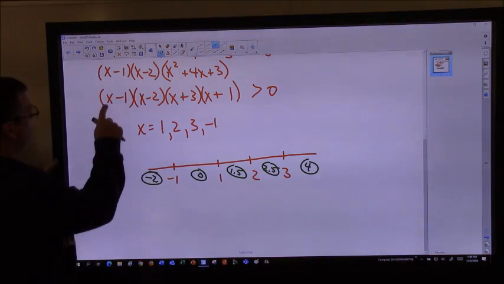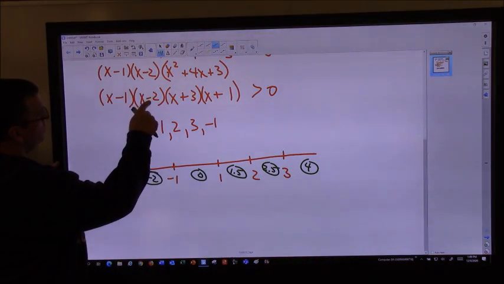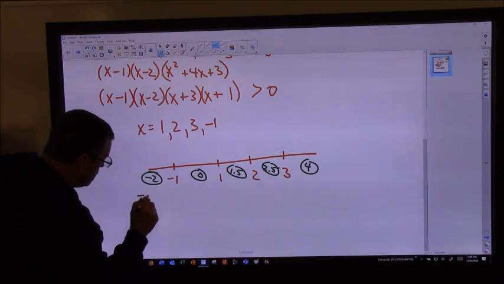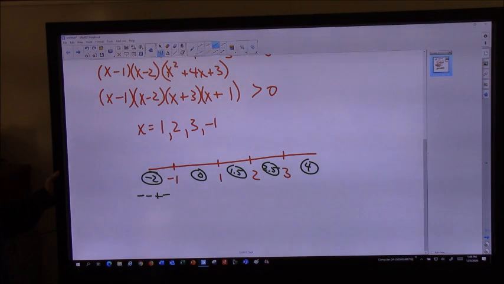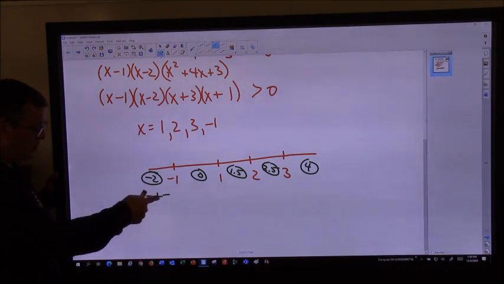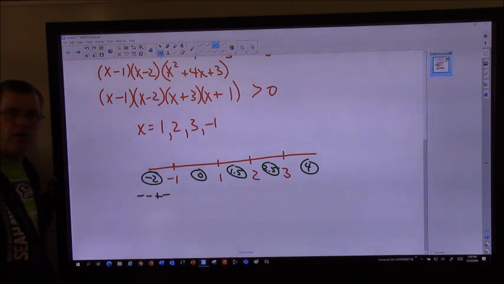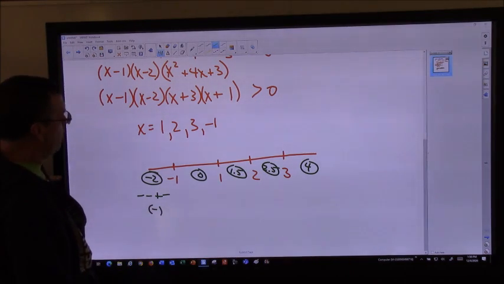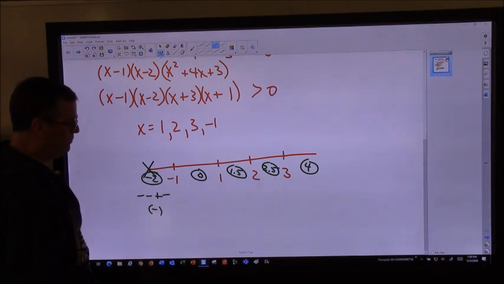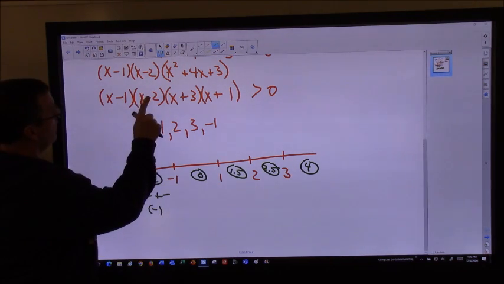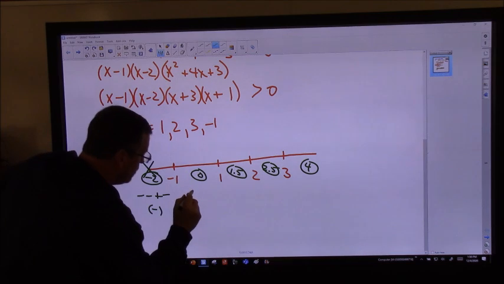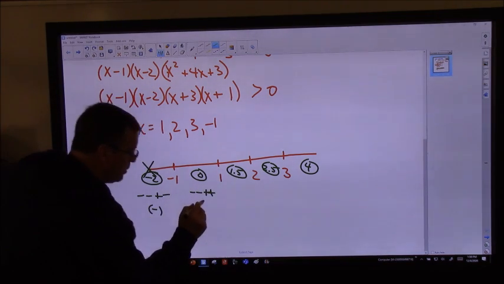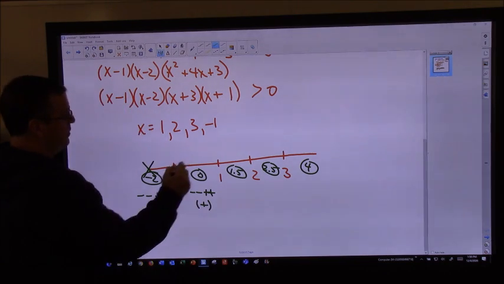All right, so if I take a -2 and I plug it in, I'm going to get a negative number here, negative here, positive, negative. Overall, if I multiply that, there's an odd number of negative signs. That means overall my answer is going to be negative. Is that what I want? No. Plug in a 0. You get a negative times a negative times a positive times a positive. Even number of negative signs. That means overall that's positive. That's what we're looking for.